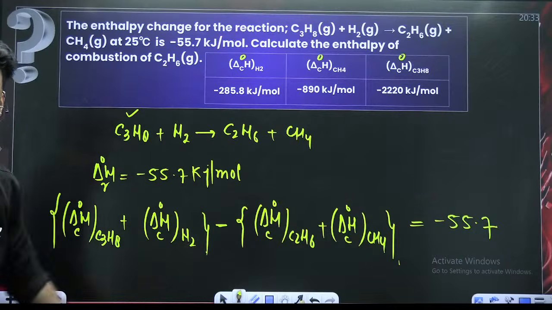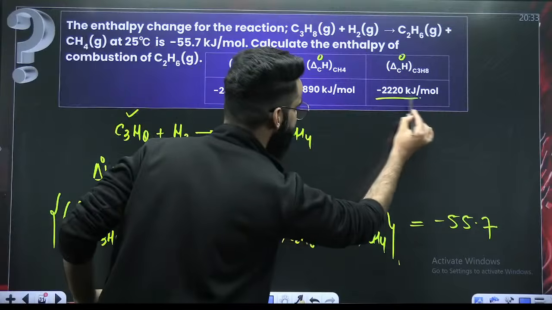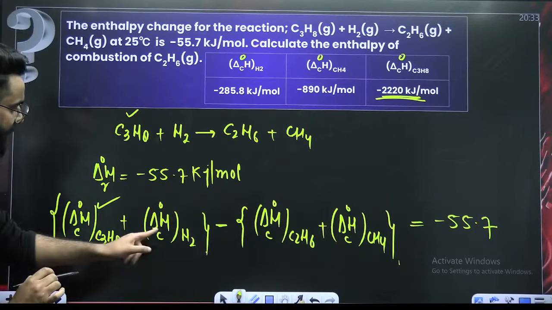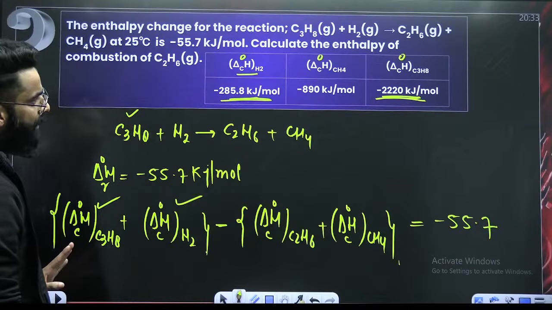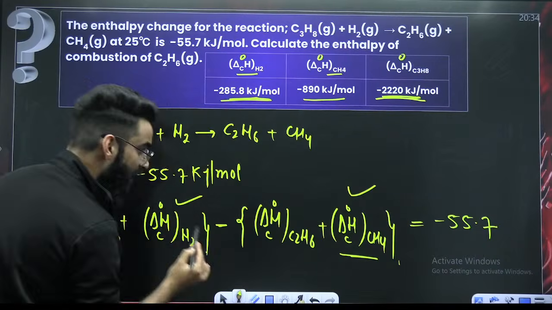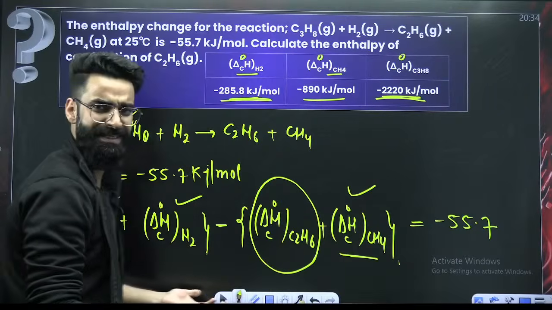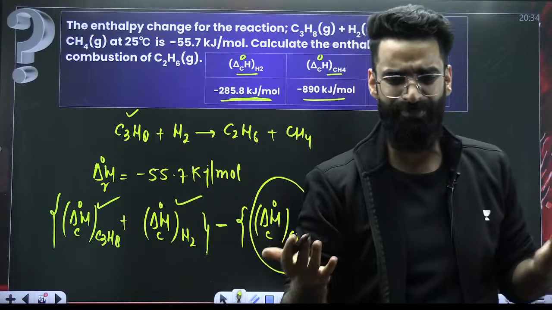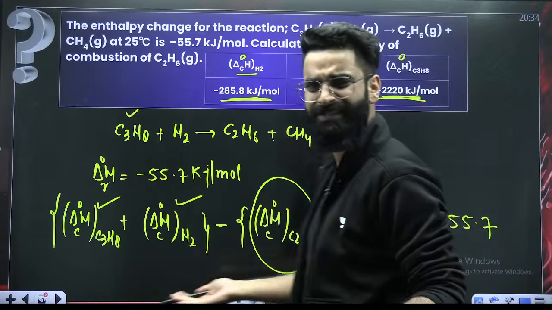Now look at this particular equation. The enthalpy of combustion of C3H8 is given to me. The enthalpy of combustion of H2 is given to me. The enthalpy of combustion of CH4 is given to me. Can't we calculate the enthalpy of combustion of C2H6 from this equation? Absolutely. That is what I was supposed to calculate. I believe this is clear.